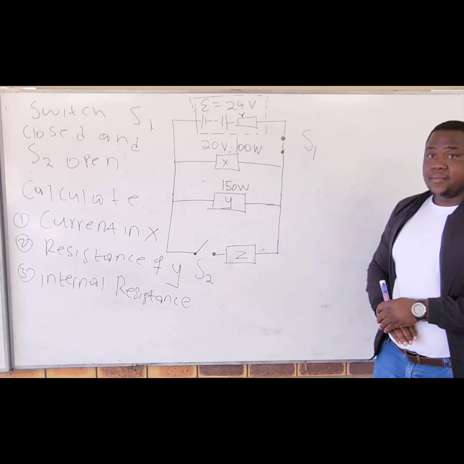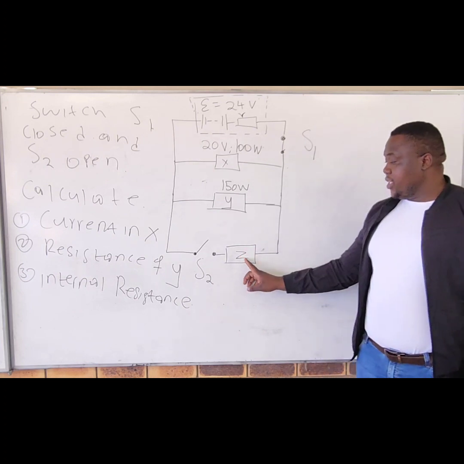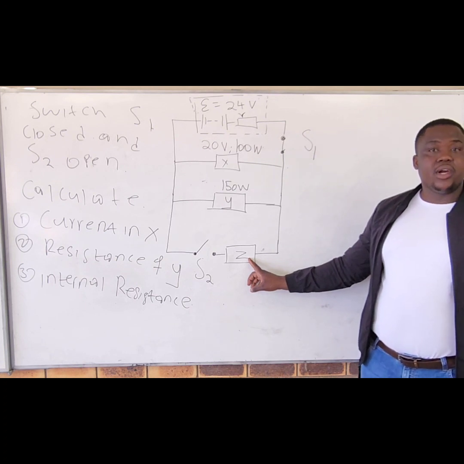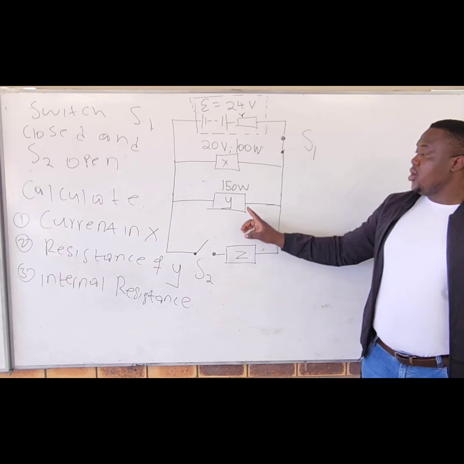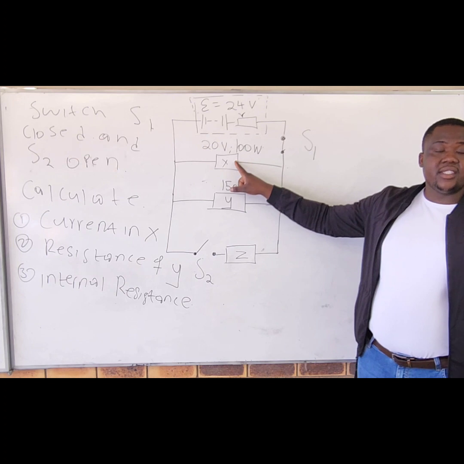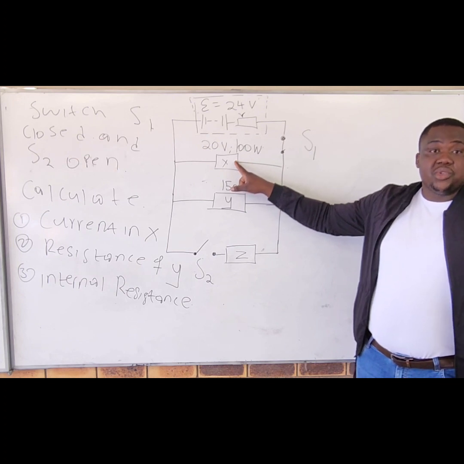So what is the reading of the current here? The current is 0. Current does not flow in an incomplete circuit. So the reading of current here and here is a particular number which you don't know, which we need to calculate, right?